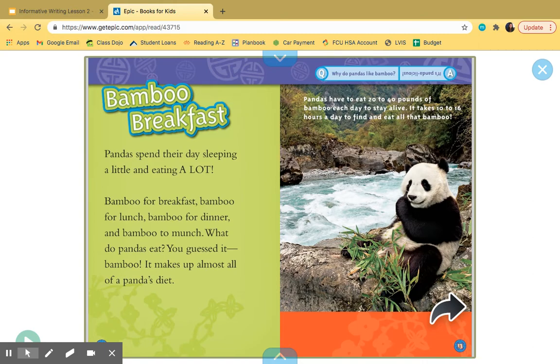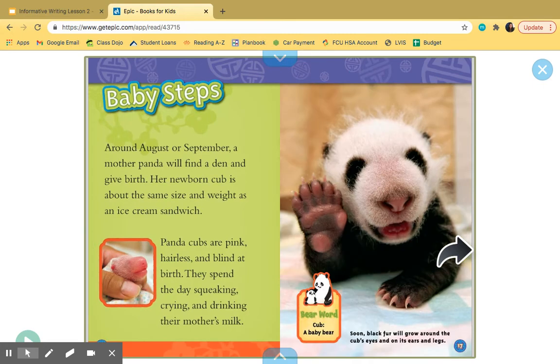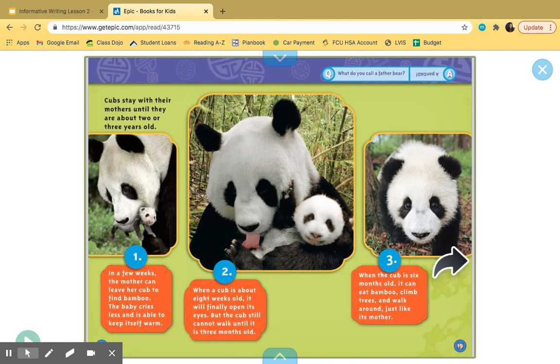This says bamboo breakfast. So this page must tell us what they eat for breakfast. This page says a day in the life, and there's 3 panda bears. So this must tell us all about their life. I see a picture of a baby panda bear, and this page is called Baby Steps. We see the same orange boxes that we saw on our diagram page of our panda, but on this page it looks like it tells us about the panda cub's life.